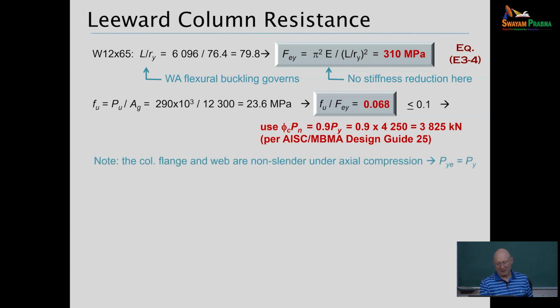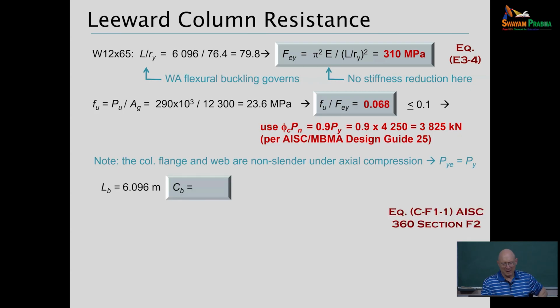And if my column flange or web were classified as slender, I would have to do an effective yield load of the column. Here in this case, they're both non-slender. Now, for the flexural resistance, we need a moment gradient modifier, and for a triangular moment diagram, we typically use C_b as 1.75. That's a modifier to account for the fact the moment is not uniform when we're designing the member for flexure.